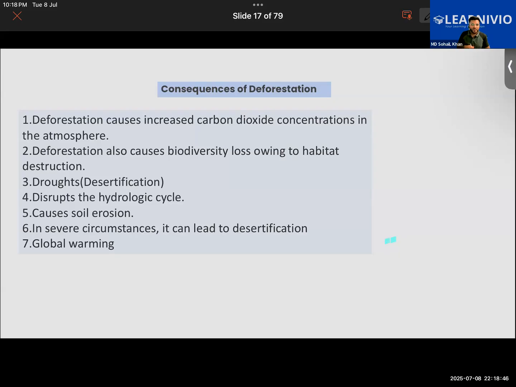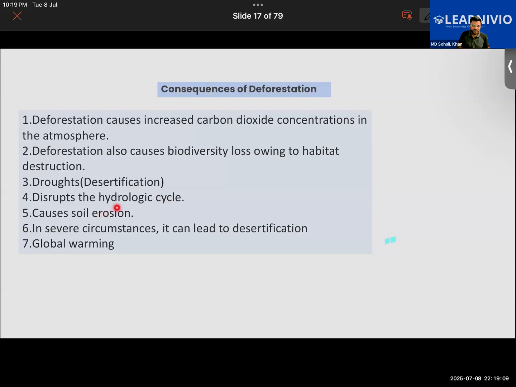But now, once you have cut down the trees, okay, the roots will no longer be holding on to the soil, right? Due to the flood water or heavy rainfall, the topsoil will be easily carried by the water, and it will lead to soil erosion. Then it will be disrupting the hydrological cycle or the water cycle also.